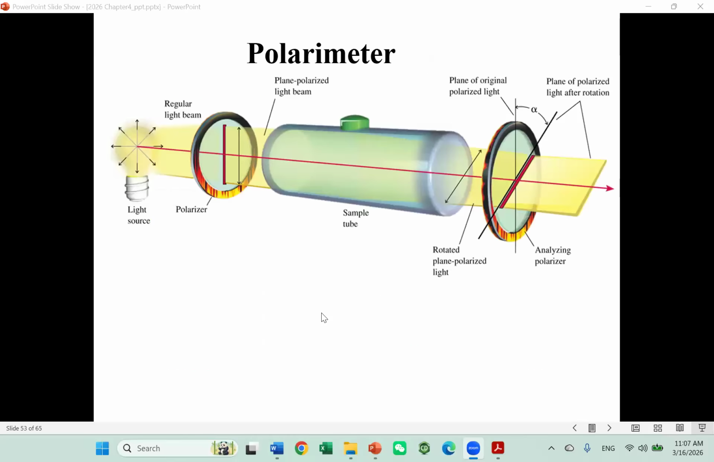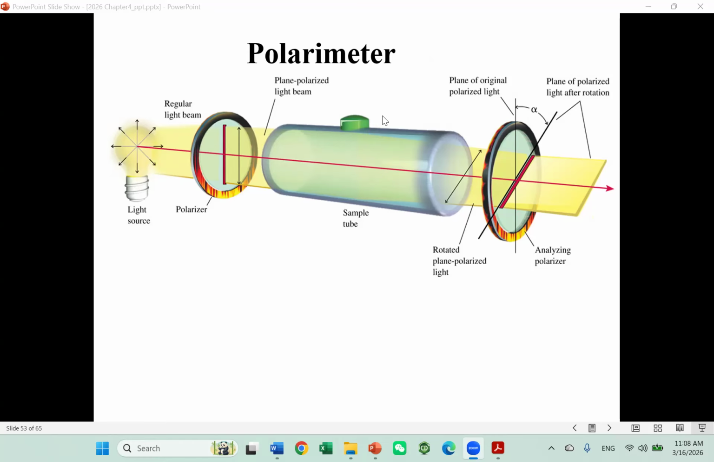Here's a setup for plane polarized light. There's the light source, normally a sodium lamp, and the light passes through a polarizer. The lamp originally gives ordinary light, which vibrates in all directions. But once it passes through the polarizer, it generates plane polarized light, which vibrates in only one direction.